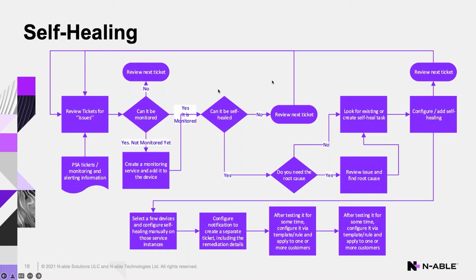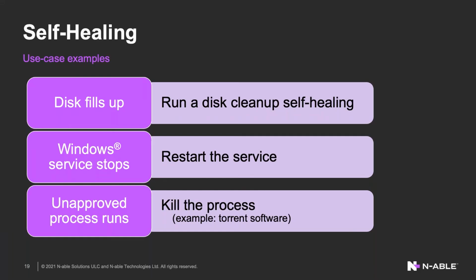So again, it's kind of a convoluted workflow here, but the general idea is look for what can be automated based on the tickets that you're getting in. So that's sort of the general idea of how to set up self-healing.